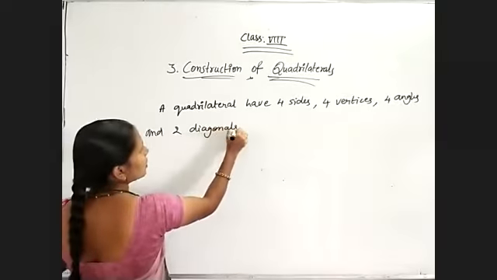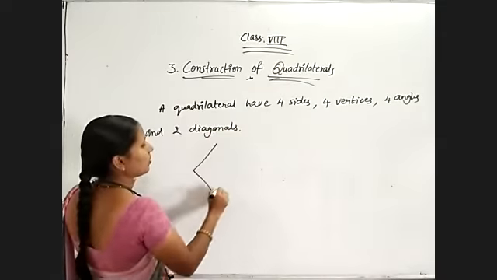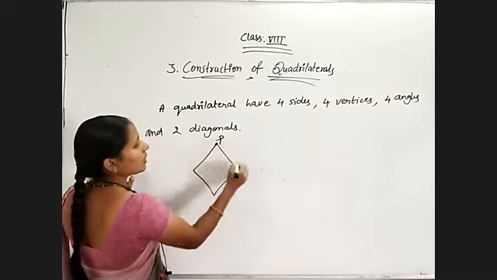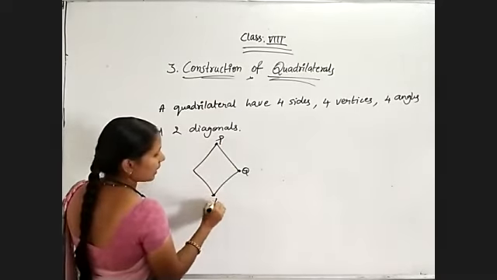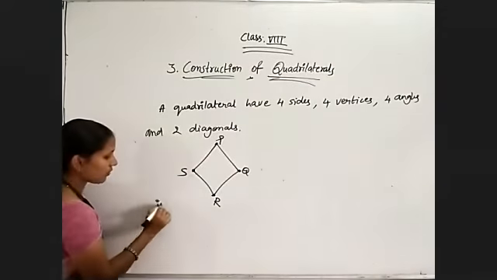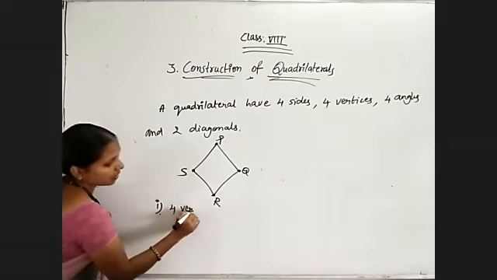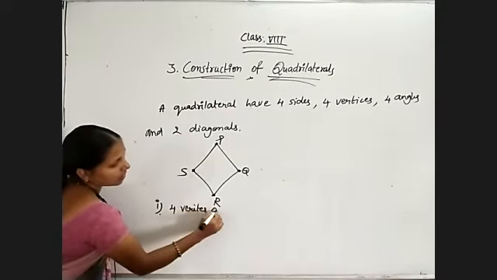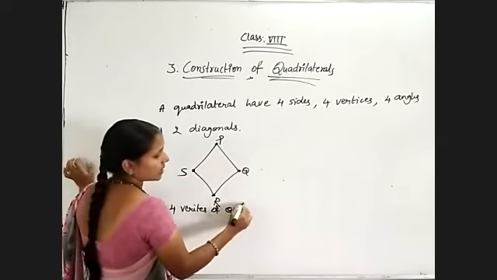So observe, consider this example now: P, Q, R, S. Four sides. What are the four sides? First of all, the four vertices I am writing. Four vertices of quadrilateral PQRS.